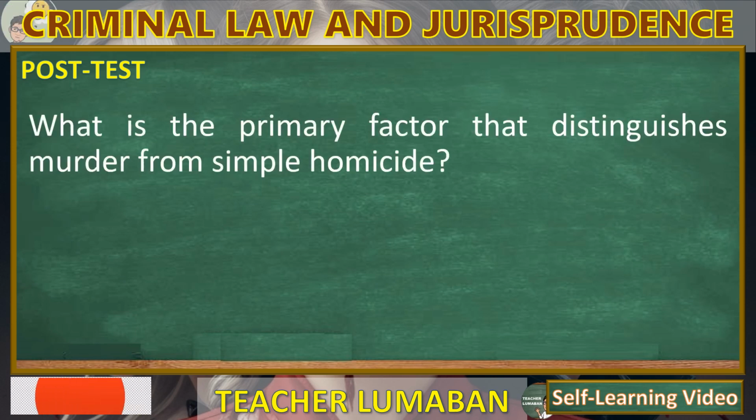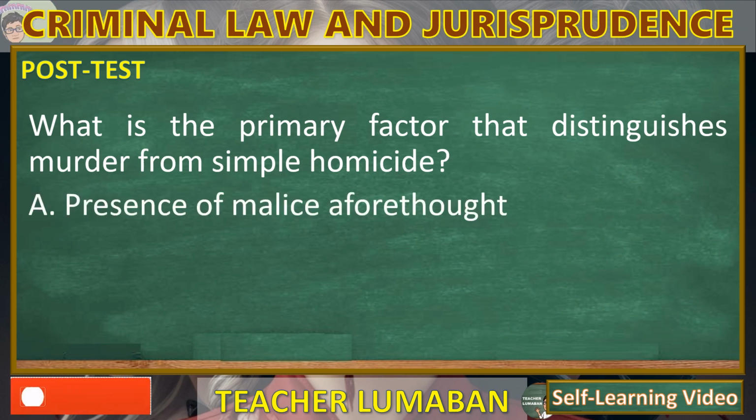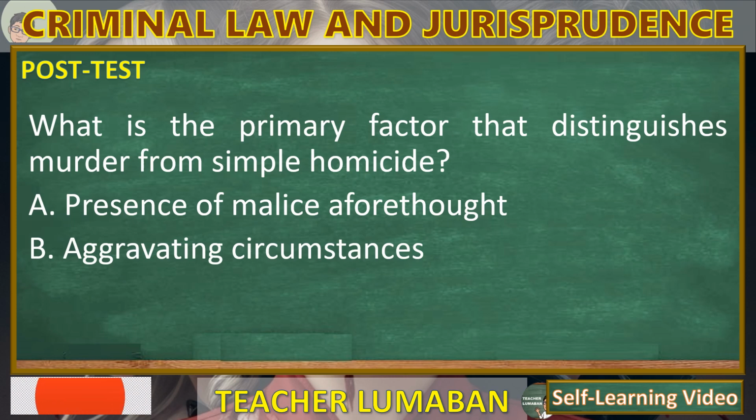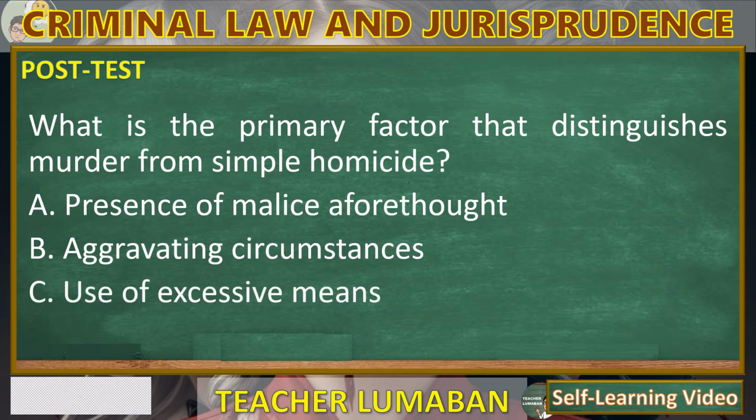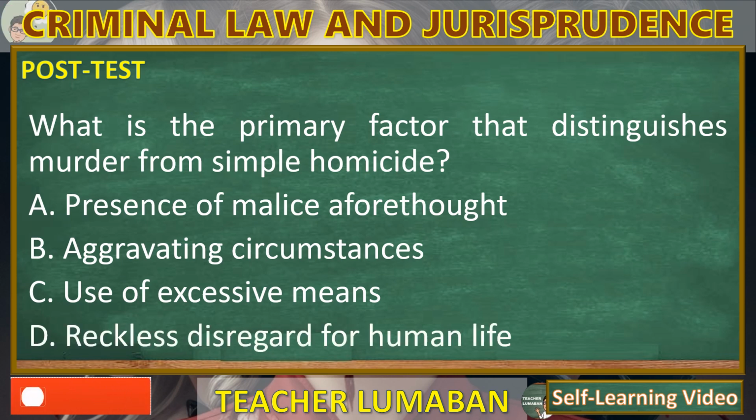What is the primary factor that distinguishes murder from simple homicide? A. Presence of malice aforethought. B. Aggravating circumstances. C. Use of excessive means. D. Reckless disregard for human life.